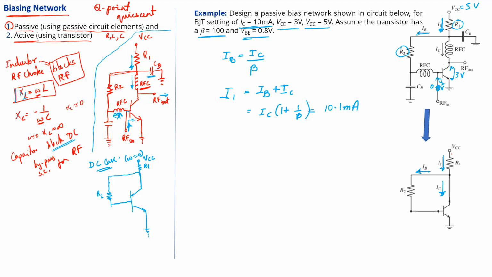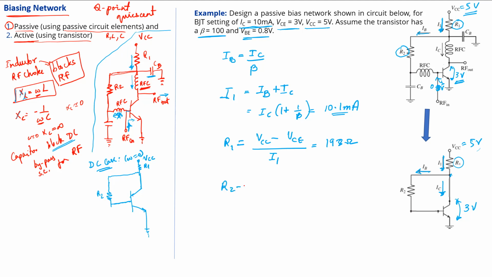Given the value of VCC is 5 volts and VCE is 3 volts, we can find the value of R1. We can figure out what the value of R1 should be so that the potential difference across it is 5 minus 3. So it's going to be VCC, 5, minus VCE, 3, over I1, the current flowing here that we just figured out from the previous step, and that would be 198 ohms.